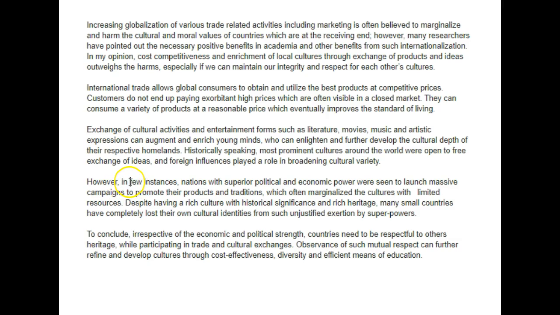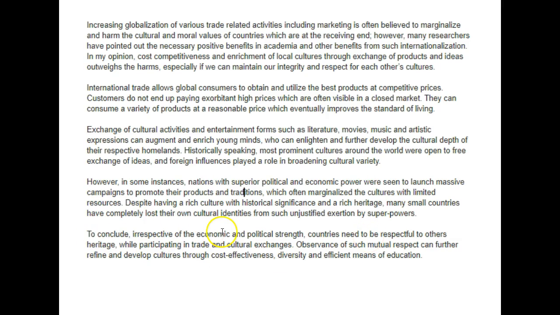However, I would say in some instances, nations with superior political and economic power were seen to launch massive campaigns to promote their products and traditions, which often marginalized the cultures with limited resources. Despite having a rich culture with historical significance and a rich heritage, many small countries have completely lost their own cultural identities from such unjustified exertion by superpowers. See, your grammar and your lexical resource is fantastic, but we really need to improve the task response, so responding really accurately to the question that you were asked, as well as structuring our body paragraphs better with examples.